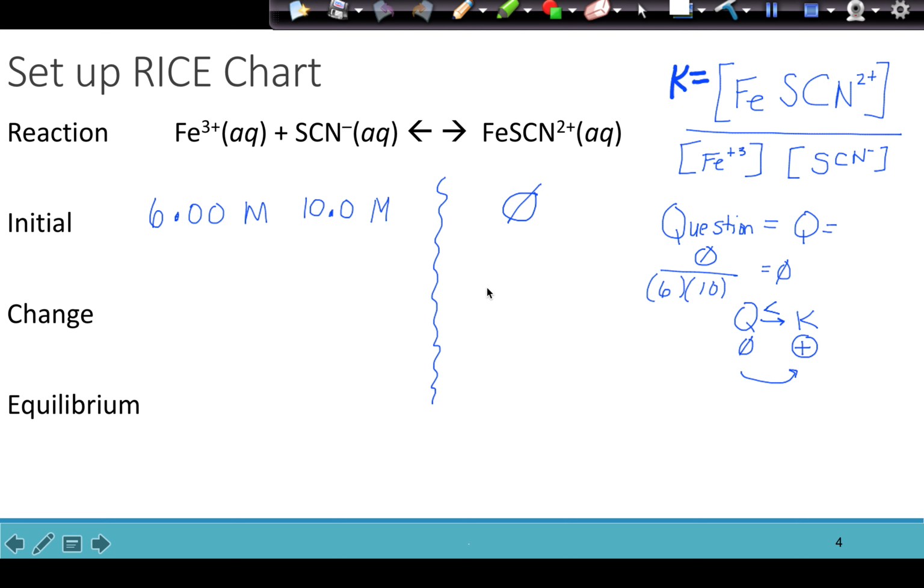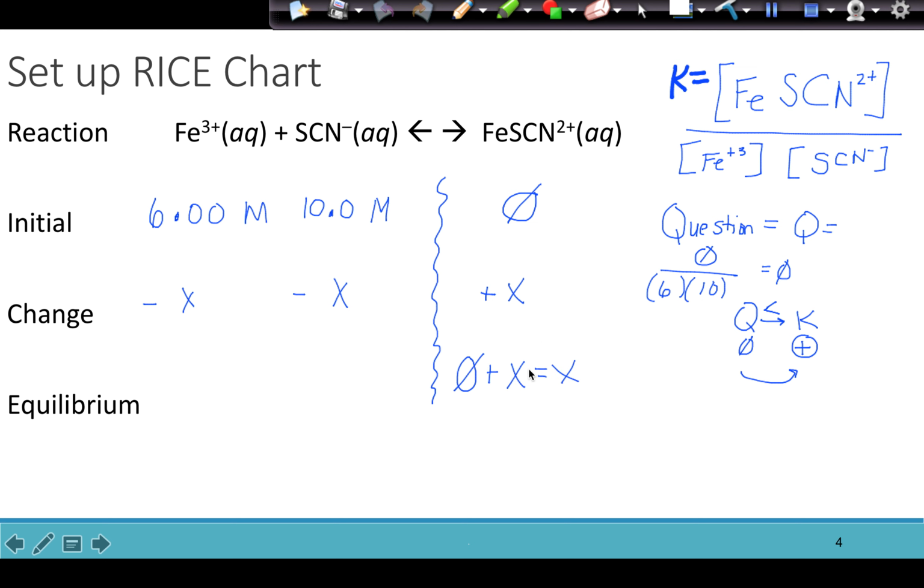So that means that my products are going to increase in the change and my reactants are going to decrease. Remember, whatever happens to the products is the opposite of what happens to the reactants. When I fill in my change line, I take the coefficients from the balanced equation and I put them in front of the x. We don't know how much they're changing by, but they all have a coefficient of 1, so they're all changing by an equal amount.